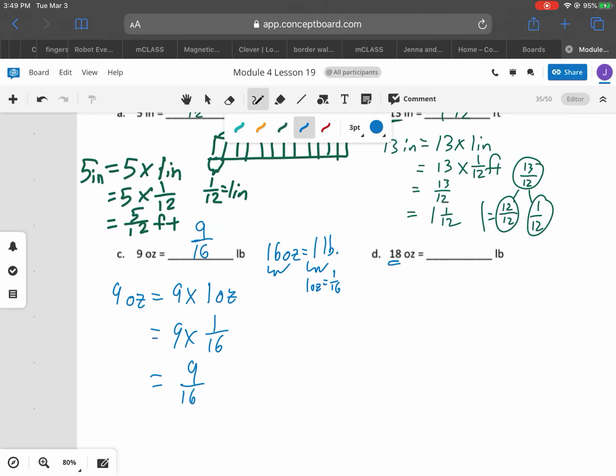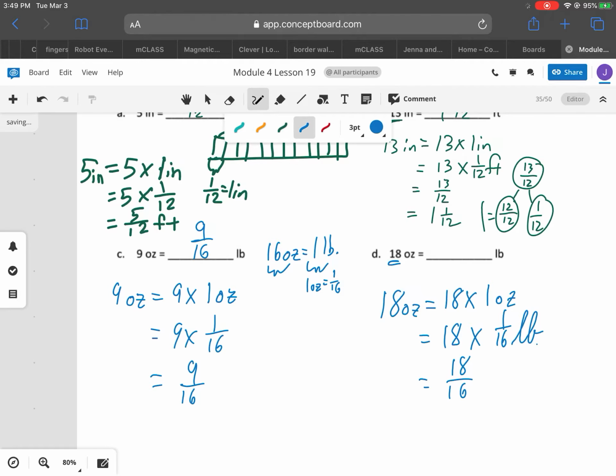Again, same thing. Here we know that this is over 16, so I know this is going to be a mixed number. So I'm going to go 18 ounces is equal to 18 times 1 ounce. And again, I forgot to do it, so this time I'll do it. 18 times 1/16 of a pound. I'm going to handwrite it so that you can see the difference. It's not a 1. So now we have 18 over 16.